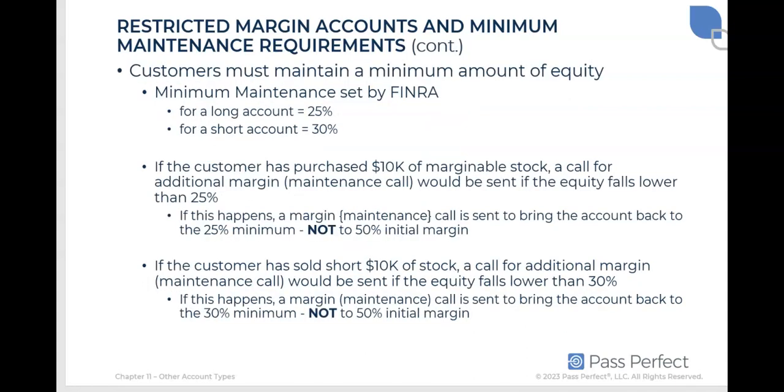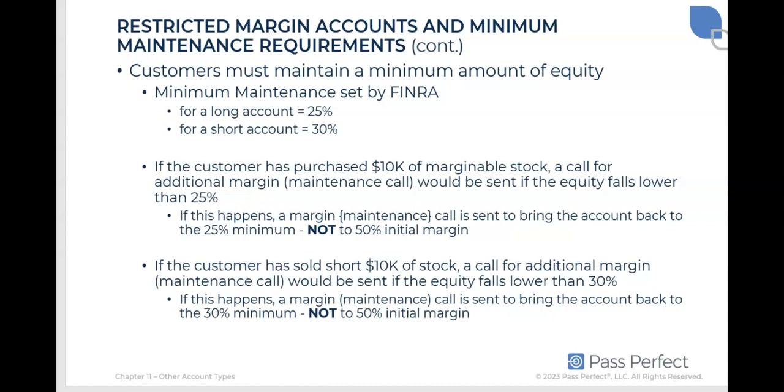Now, at some point, though, there's a minimum maintenance requirement. So equity has to stay above a certain level. For a long margin account, FINRA says 25%. So if it falls to 25% equity or below that, now the account's in maintenance. And this is the bad thing, that's where they get the dreaded maintenance call.